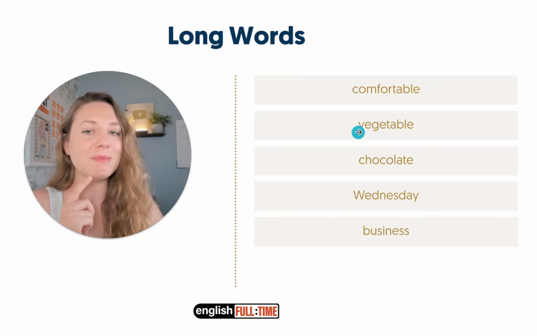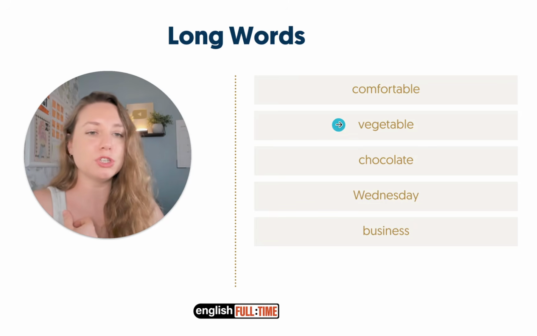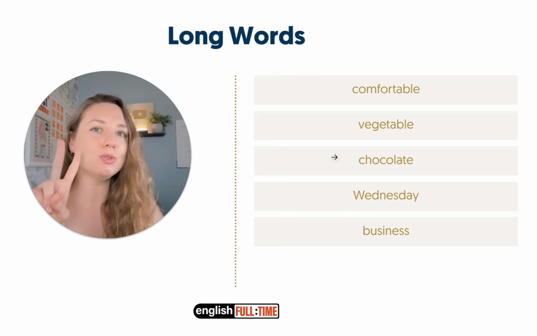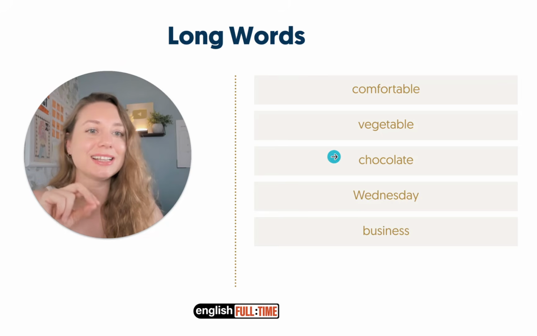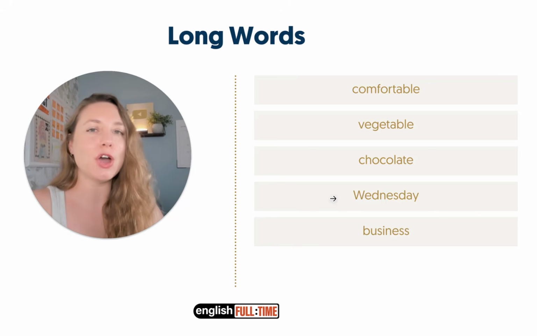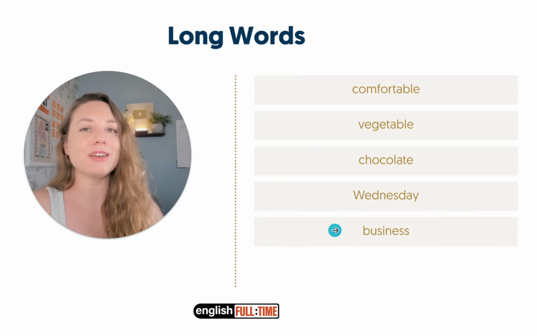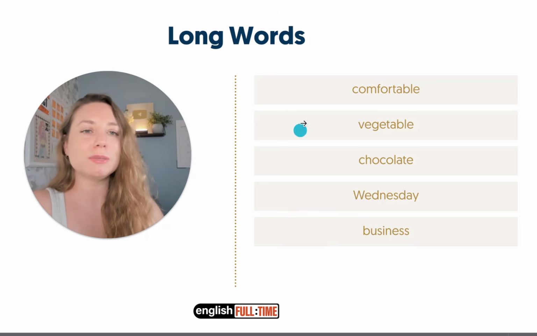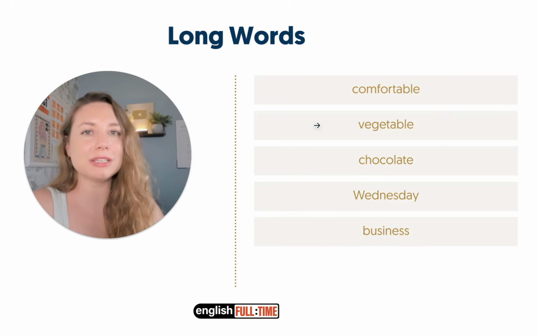Then vegetable. Notice the G here. I'm actually pronouncing it like a CH, like ch, vegetable. Now, some people will say vegetable. I say vegetable, so you can choose. Chocolate. Notice it's 2 syllables. Chocolate. Wednesday. And finally, business. Hopefully you're able to notice by going through this list of words that we cannot trust the spelling in English.